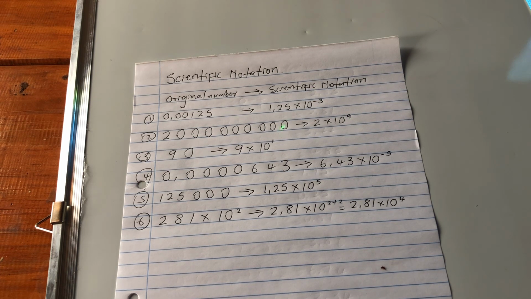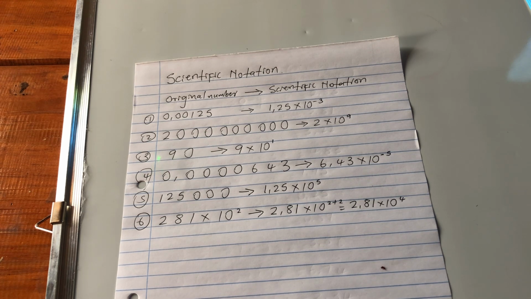So the rule here is when you move the comma to the left, it must carry a positive sign. And the number will be determined by how many times you have moved that point. In this case, we moved it 9 times.